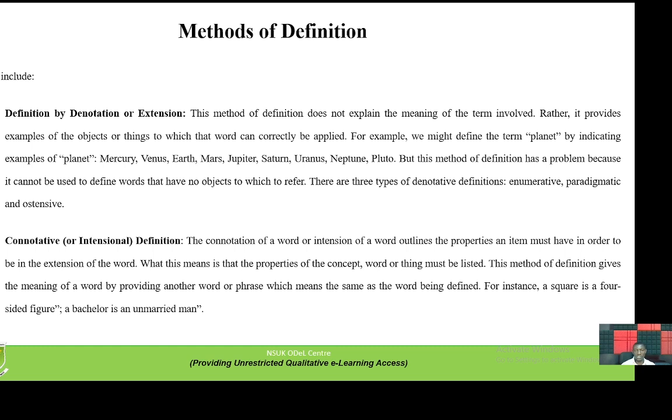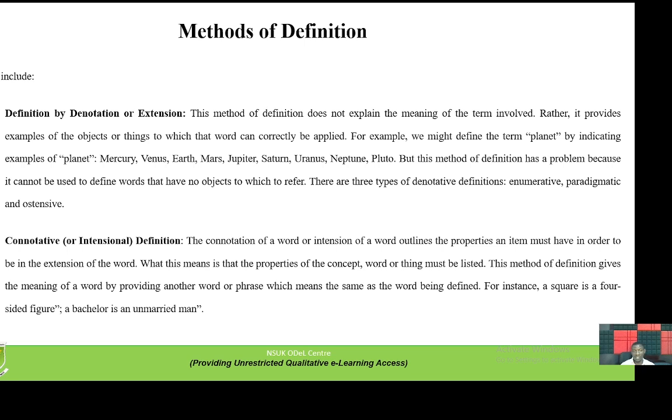This method of definition does not explain the meaning of the term involved. Rather, it provides examples of the objects or things to which that word can correctly be applied. Yes, it does not explain the meaning of the term employed. It provides examples of the objects or things to which that word can be correctly applied. For example, you might define the term planet by indicating examples of planets.